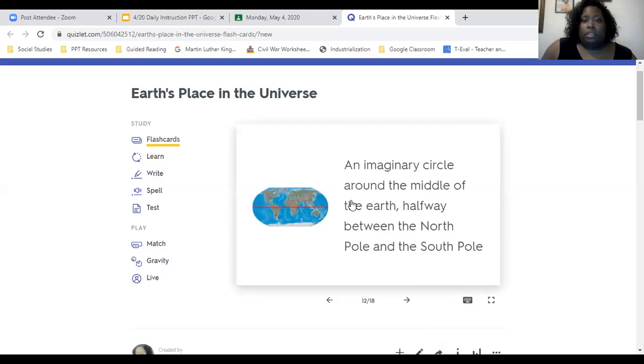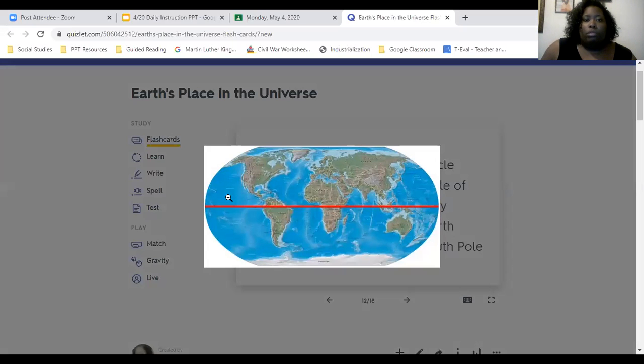The equator. It is an imaginary line around the middle of the Earth, halfway between the North Pole and the South Pole. So this is the equator, and this is the North Pole and the South Pole.